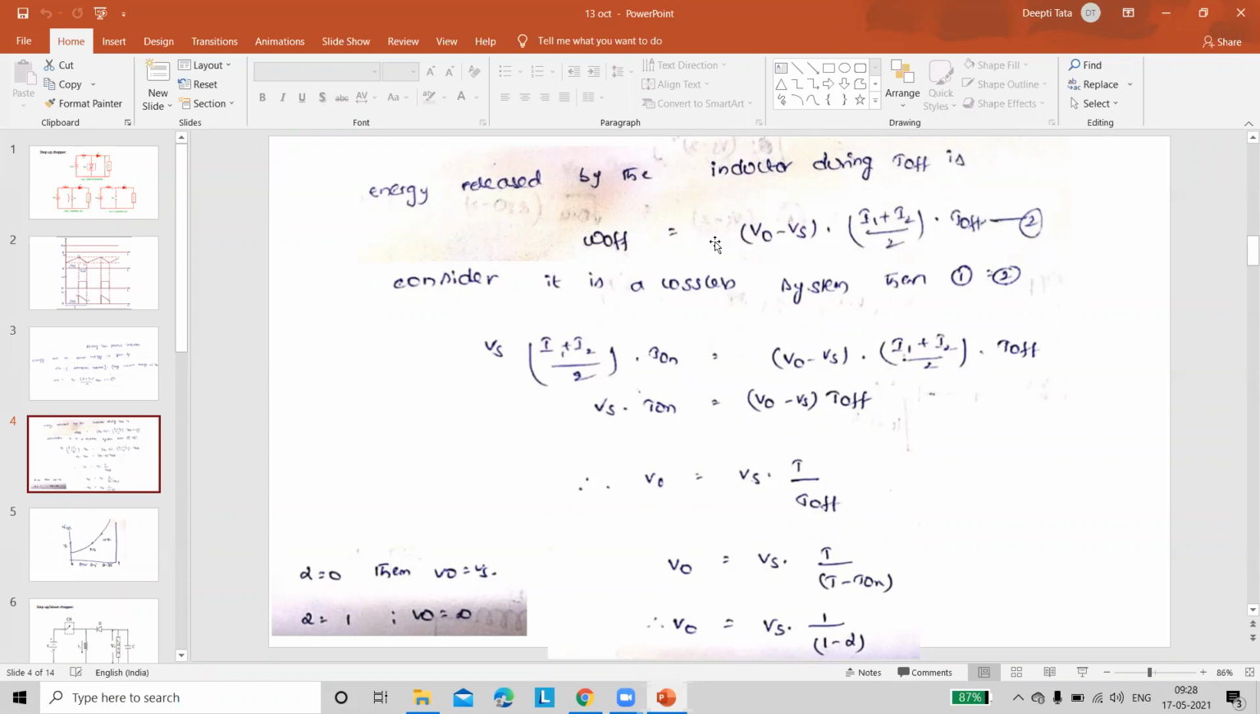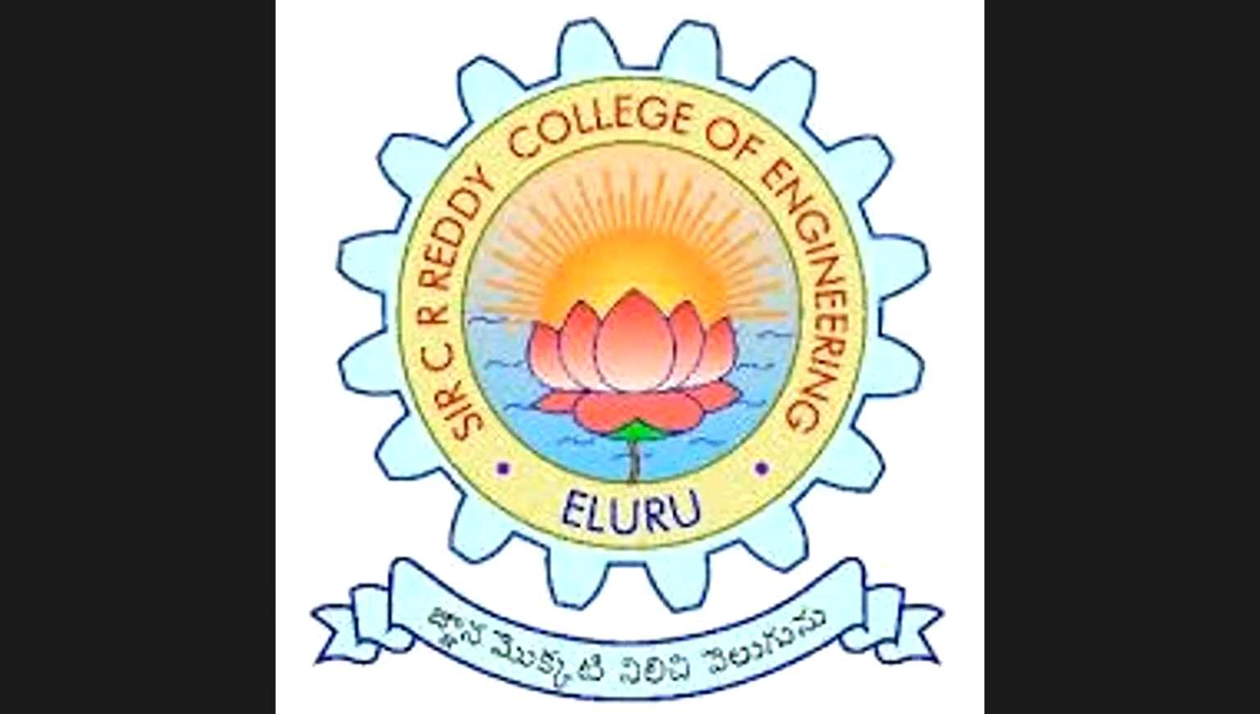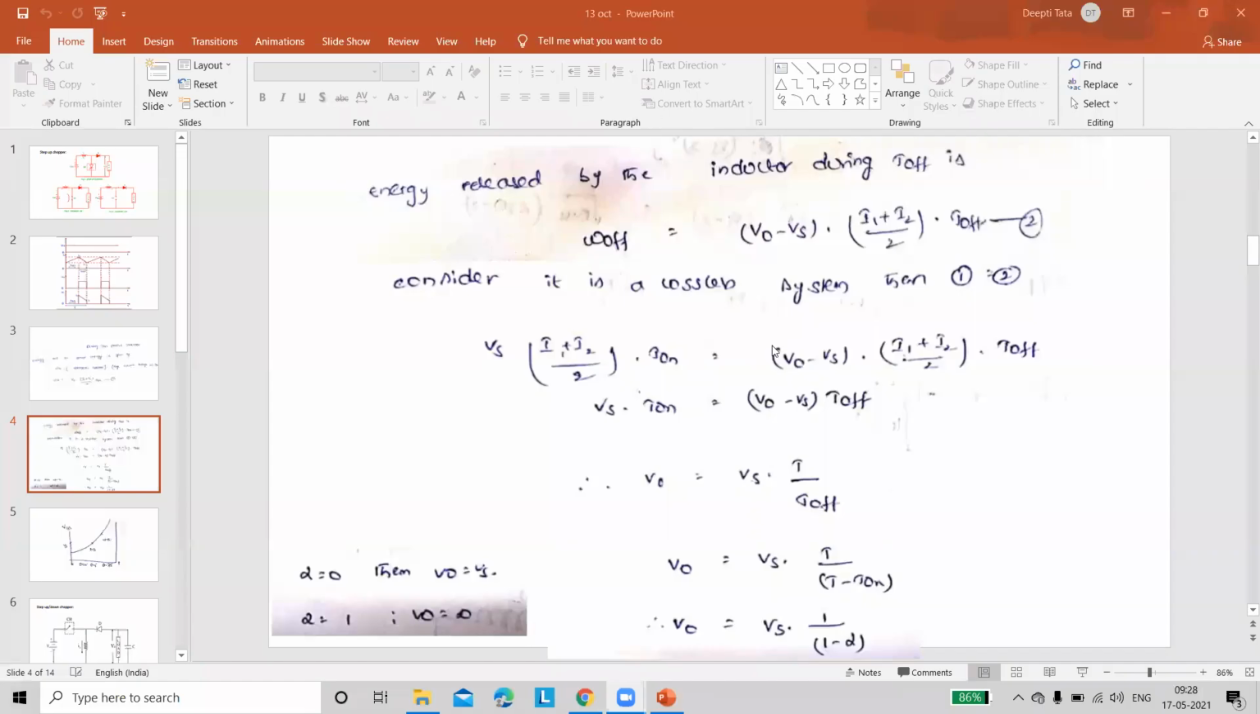Whenever you compare these two equations, that means energy stored by the inductor and energy released by the inductor, and do the simplification, finally you will get V naught is equal to Vs into 1 by 1 minus alpha. See the final expression. Why? Because we have already discussed this in our previous sessions.